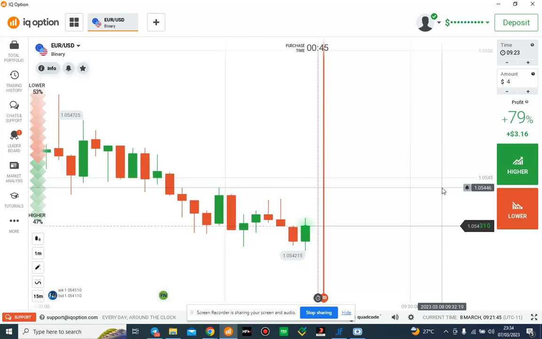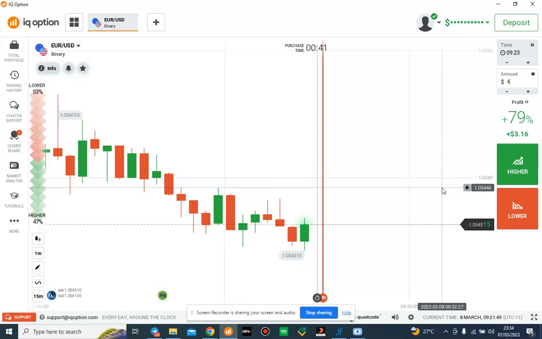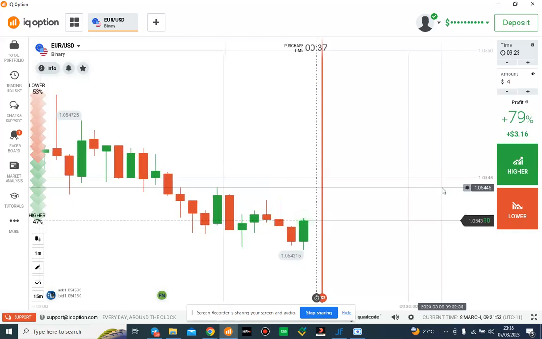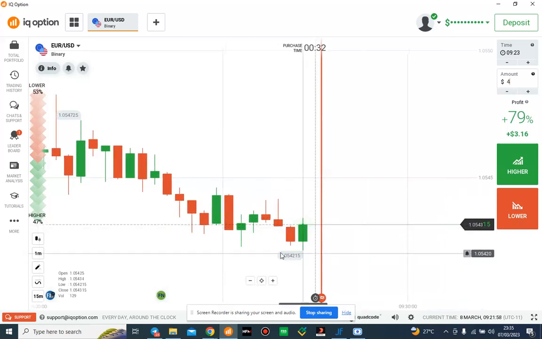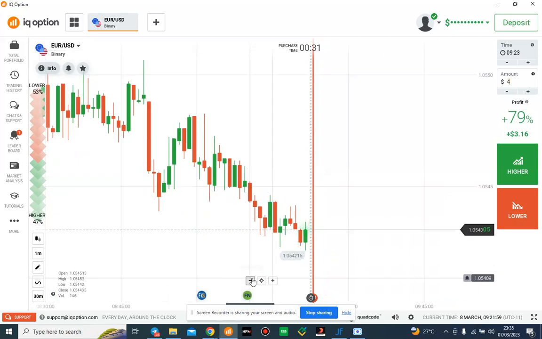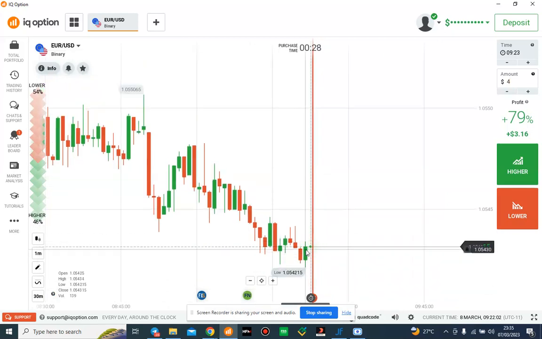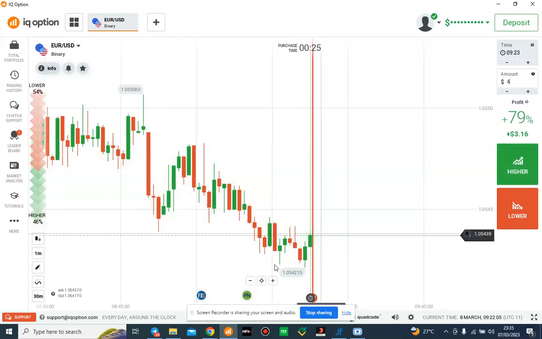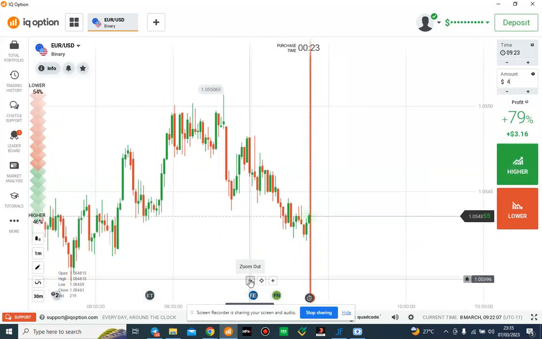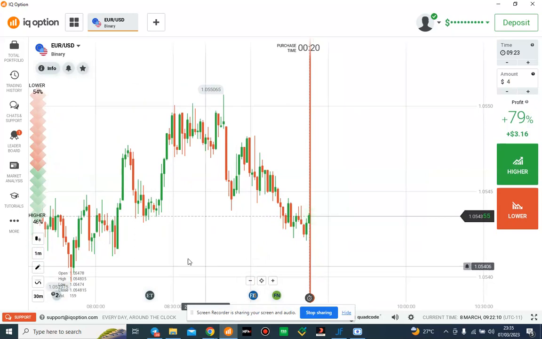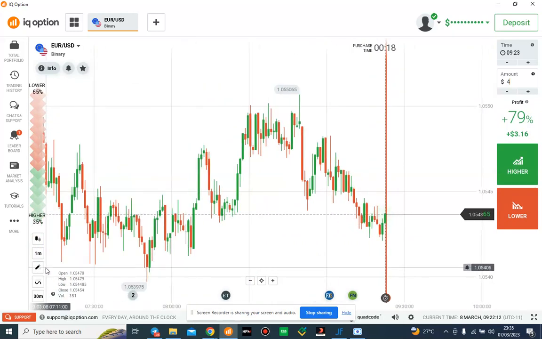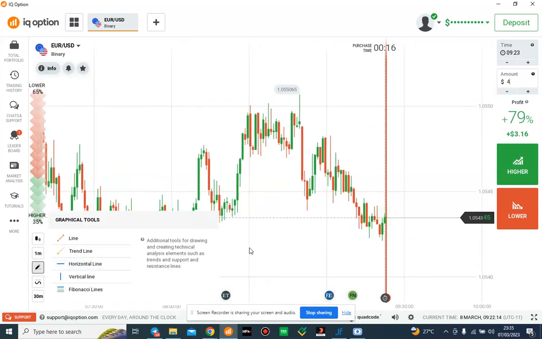Today I want to take some trades based on candlestick analysis and price action. Okay, I'm seeing some buyers entries here. Oh, too late. I wanted to go with buyers, but it's too late. This is buyers area.